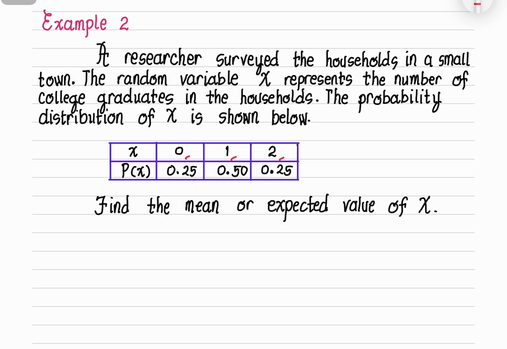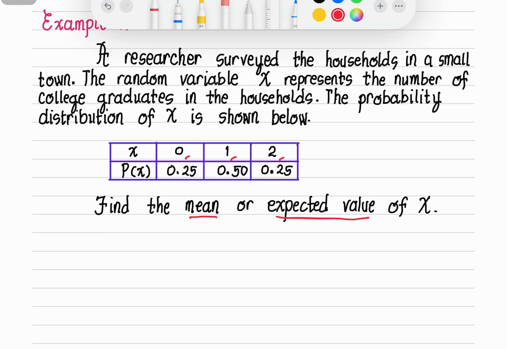The probability distribution of x is shown below. So guys, ito yung naka-table. Find the mean or expected value of x, which is the random variable x. Yung ni-represent natin as college graduates. Okay.